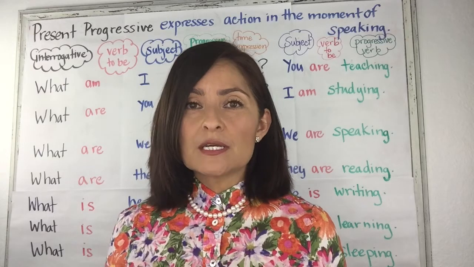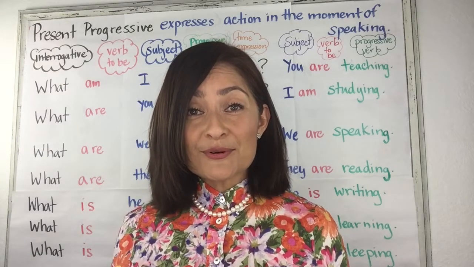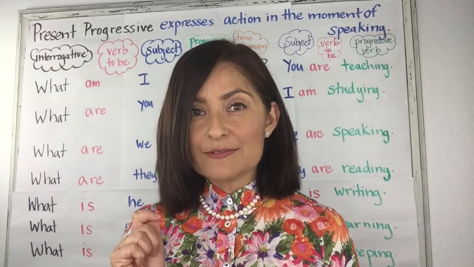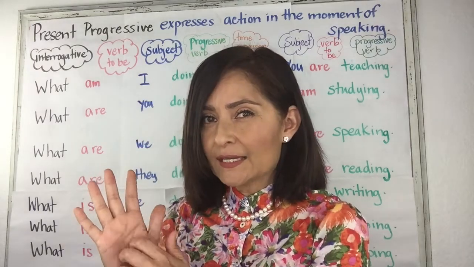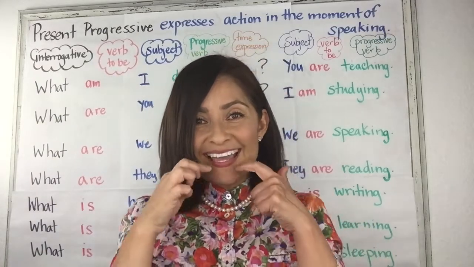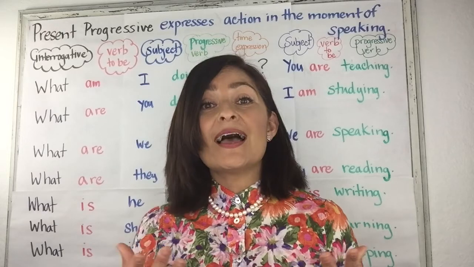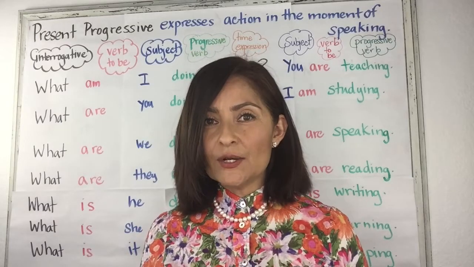Okay, so first, what is the definition of present progressive? Present progressive is action in the moment of speaking. I am scratching. I am pointing. I am smiling. What are you doing right now? I am studying. I am watching this video.